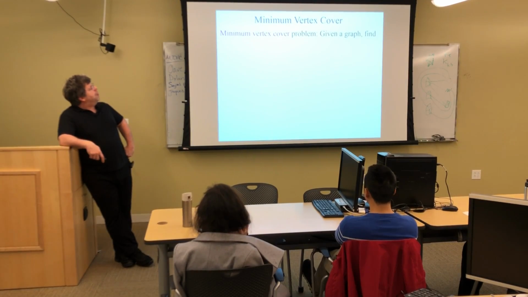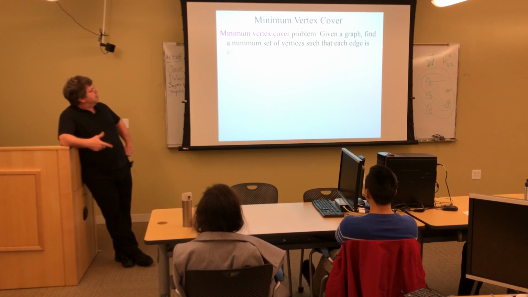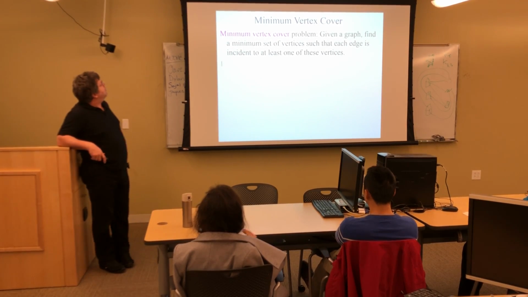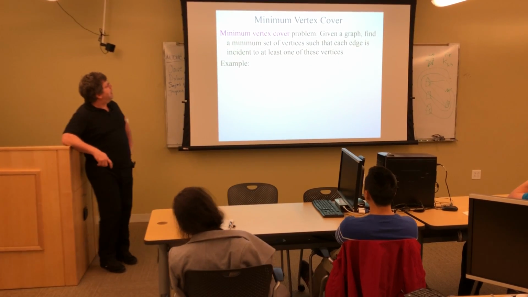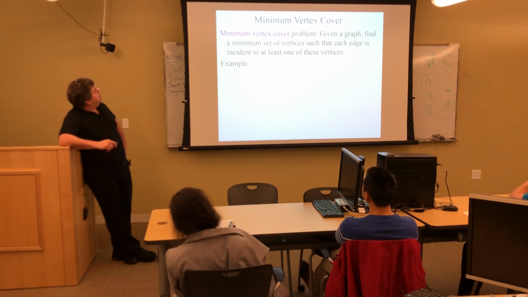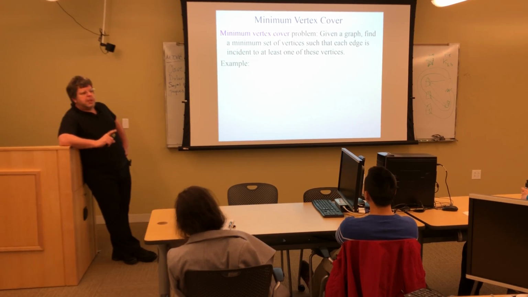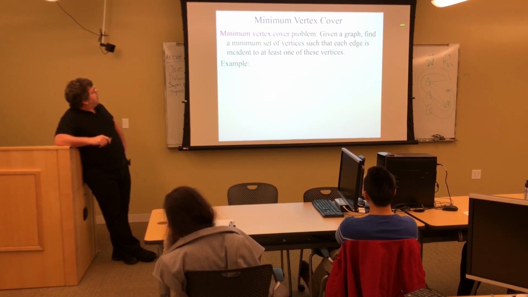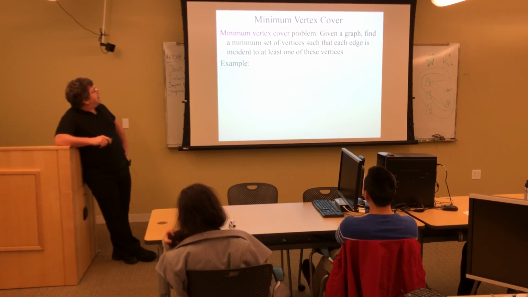Okay, let me give you a few heuristics that are provably good, starting with some simple ones, and we'll go into more complicated ones and show you how it goes. So, minimum vertex cover, we know it's NP-complete. It's one of Karp's original problems. Given a graph, find the minimum set of vertices that touch every edge. So for example, here's a graph.